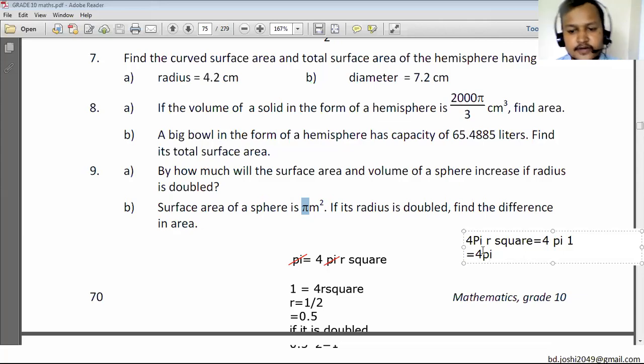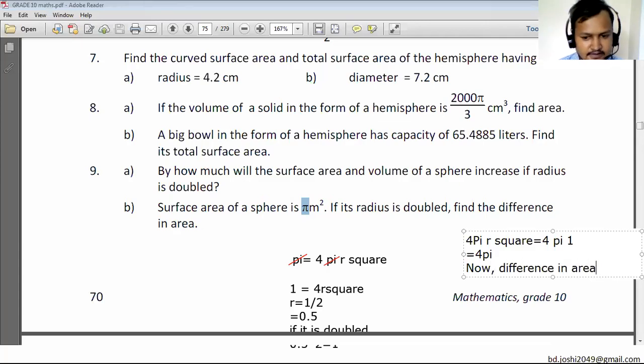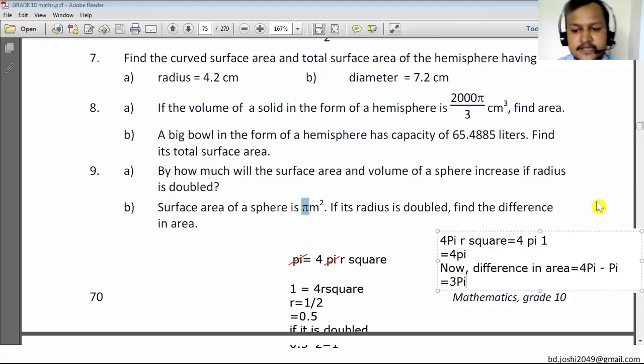Yes. 4 pi means it is 4 times the original. At first it was pi. Surface area given in the question is pi. Now it is 4 pi. It is said to find the difference in area. We have to find the difference of 4 pi and pi. Now we have to say difference in area is equal to 4 pi minus pi, which is equal to 3 pi. 3 pi meter square is the difference in area in question number 9b.